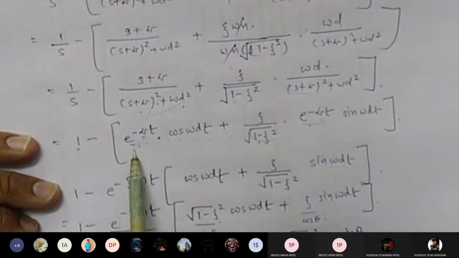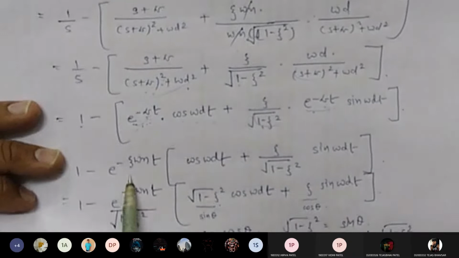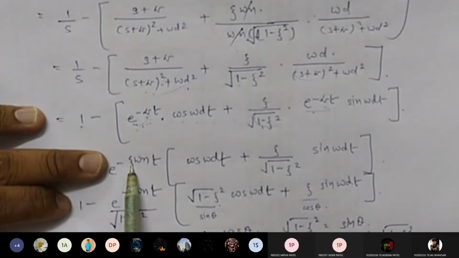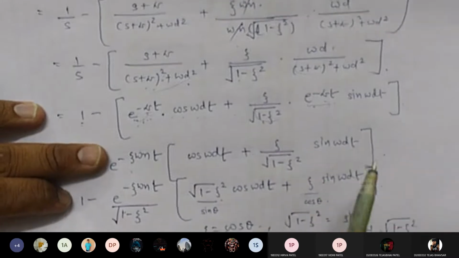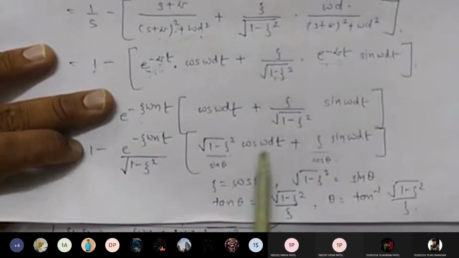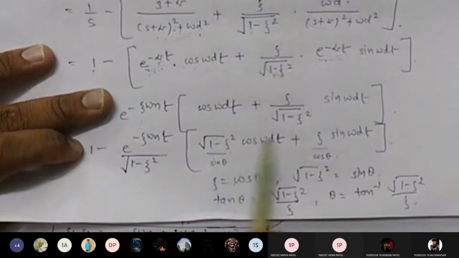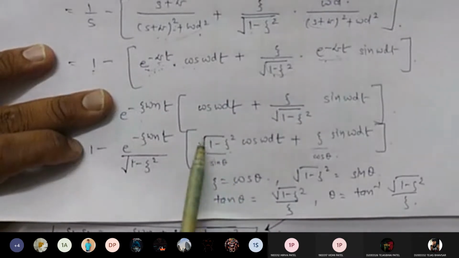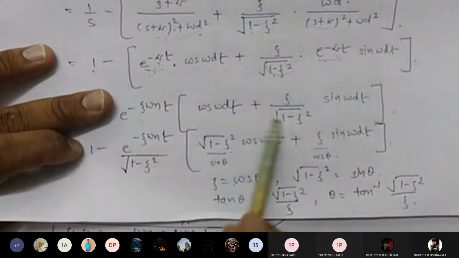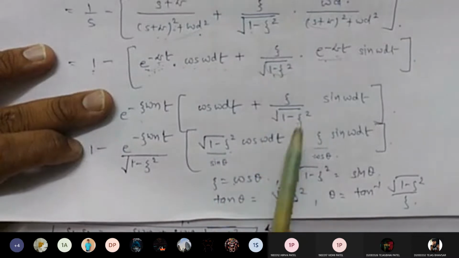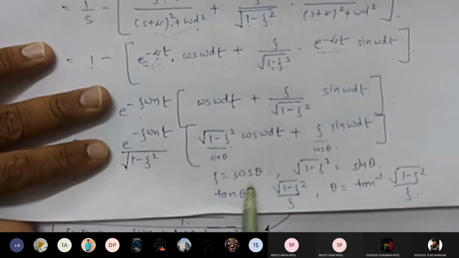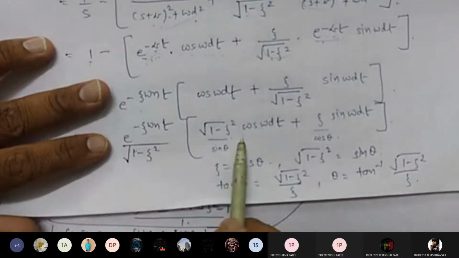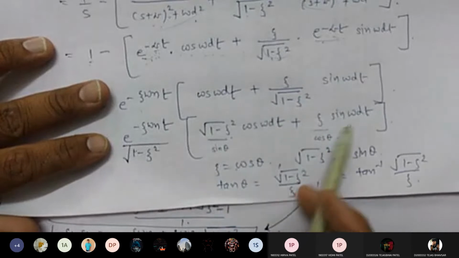Here there is a common quantity of e raised to minus alpha t, so I will take it common and put the value of alpha over here, that is minus zeta omega n. So this will be cos omega dt plus zeta upon under root 1 minus zeta square sin omega dt. I will assume the value of these terms. Under root 1 minus zeta square is going to multiply over here with zeta, and in the denominator, under root 1 minus zeta square outside, I will take as a common quantity. So it will be sin theta something into cos omega dt plus something into sin omega dt.